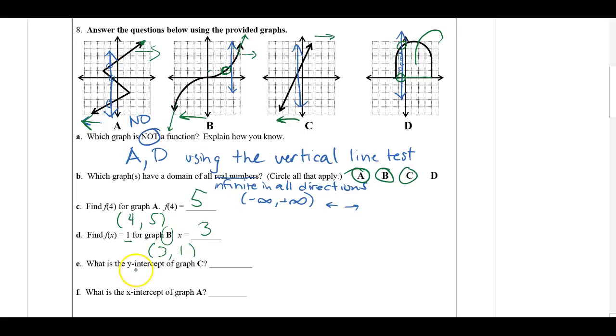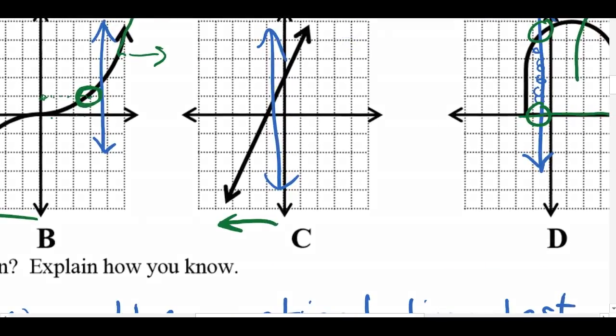What is the y-intercept of graph C? Where does this cross the y-axis? Okay, and remember, with y-intercept and x-intercept, for the next question, we want to know the point. Okay, so for the y-intercept, I go up to graph C. Let me zoom in a little bit. Where does it cross the y-axis?